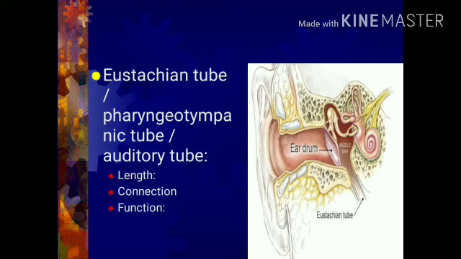Now we discuss the eustachian tube, which is also known as the pharyngotympanic tube or auditory tube. It is about 4 to 5 cm long and it is the connection between the nasopharynx and the middle ear cavity. The function of the eustachian tube is to equalize the pressure on two sides of the tympanic membrane.